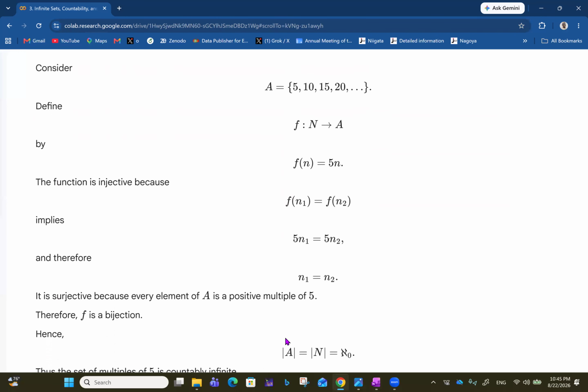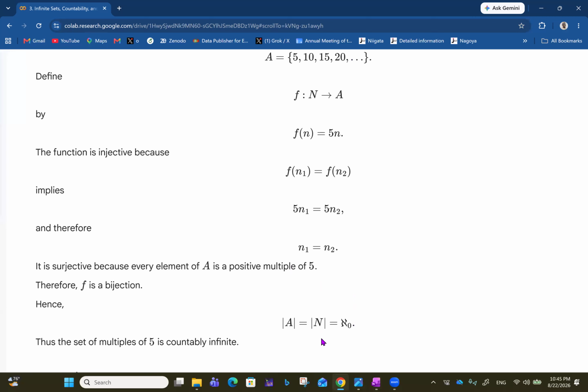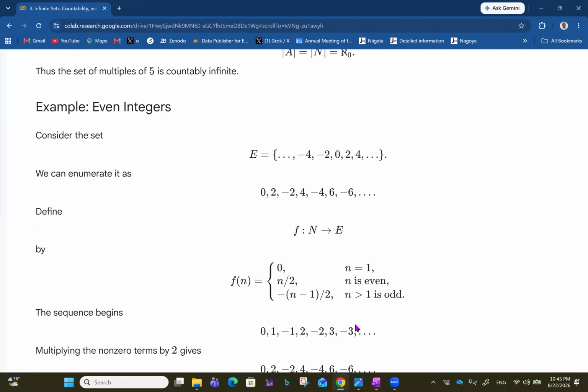So we have example 5 now. Consider A, which is {5, 10, 15, 20, ...}, basically multiples of 5 on the positive side. Define F mapping N to A by F(n) = 5n. The function is injective because F(n1) = F(n2) means 5n1 = 5n2, so n1 = n2. It is surjective because every element of A is a positive multiple of 5. Therefore, F is a bijection, and hence the cardinality of A is equal to the cardinality of N, which is aleph 0. Thus, the set of multiples of 5 is countably infinite.